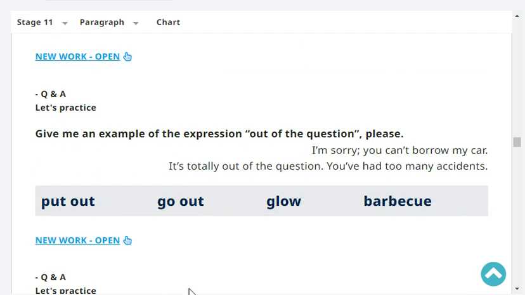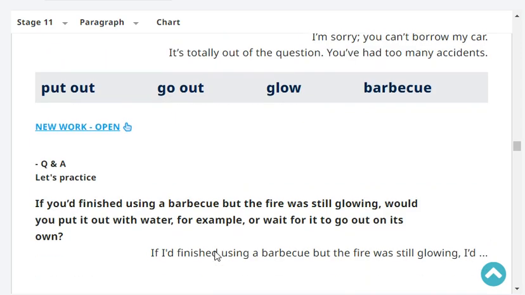Give me an example of the expression out of the question, please. I'm sorry. You can't borrow my car. It's totally out of the question. You've had too many accidents. Very good.